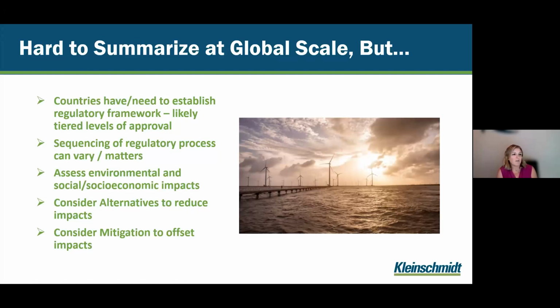Due diligence would have you do assessing environmental and social and socioeconomic impacts from this. Of course, we're talking about offshore wind as a renewable energy source to help fight climate change, to help reduce our reliance on fossil fuels, but there are trade-offs. So we need to make sure that we're discussing what those trade-offs are, what the environmental and socioeconomic impacts of building and operating this wind farm are. At the same time, we need to consider the alternatives to reduce those impacts. And if not, then the mitigation, if necessary, to offset some of those impacts.